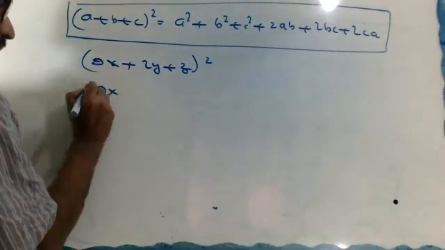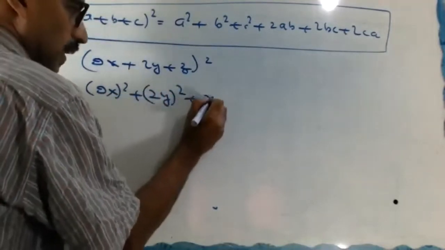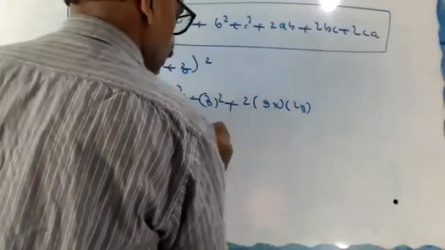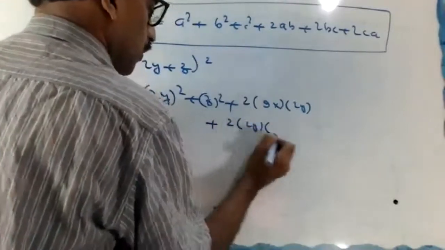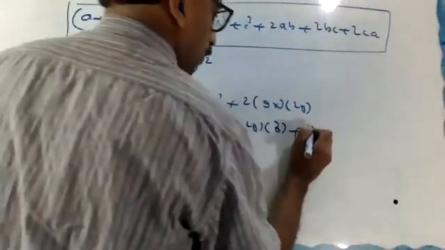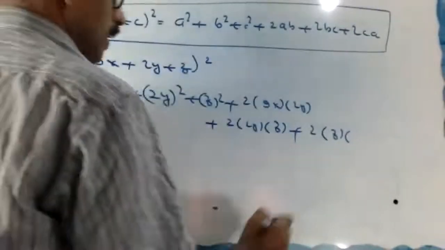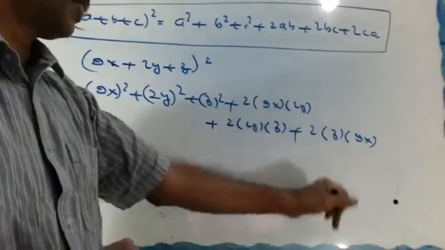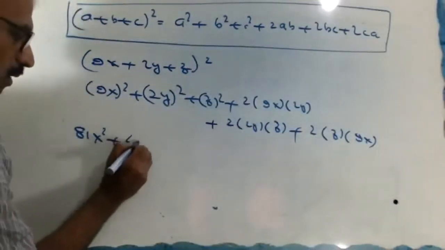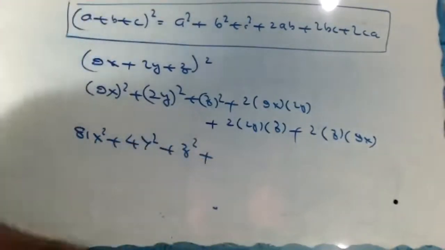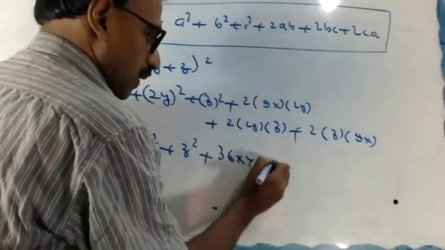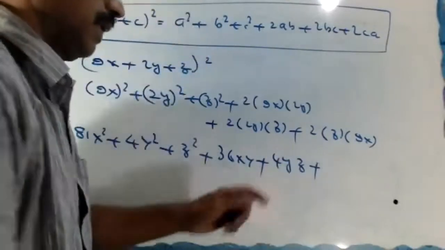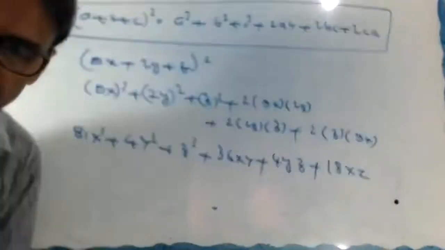Then (9x) whole square plus (2y) whole square plus z whole square plus 2 into a, 9x, into b, 2y, plus 2 into b, 2y, into c, z, plus 2 into c, z, into a, 9x. That is a square plus b square plus c square plus 2ab plus 2bc plus 2ca. Then 81x square plus 4y square plus z square plus 18 into 2, 36xy plus 4 into... 12, no, this is 3, no? Sorry, z. 4yz plus 18xz. Check now. Maybe a mistake. Check it.